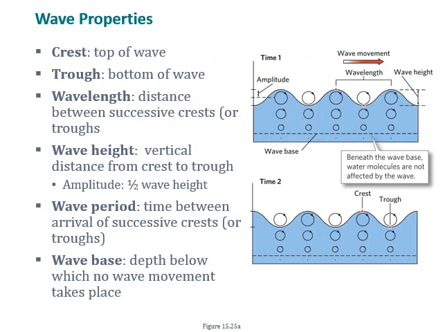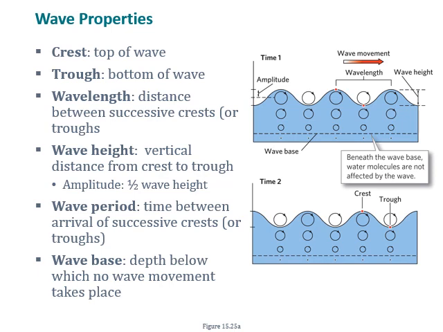So now let's define the wave properties. Crests are the tops of waves and troughs are the bottom of waves. The distance between crest and trough is called the wave height, and the wavelength is the distance between successive crests or successive troughs. A wave period has to do with time, so it's the time between arrival of successive crests or troughs at a certain location. And then wave base is the depth below which no wave movement takes place.